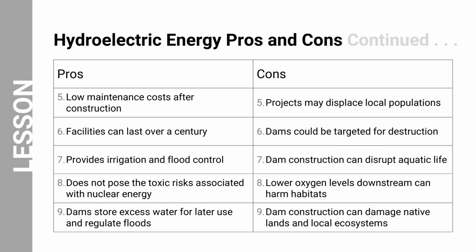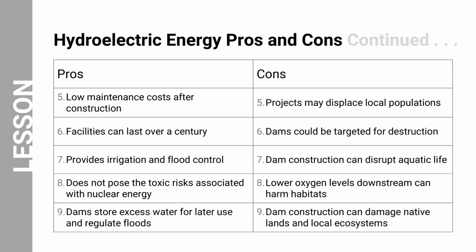5. The pro is that in hydroelectric energy there are low maintenance costs after construction. The con is that projects may displace local populations, causing hardship. 6. The pro is that facilities can last over a century with minimal upkeep. The con is that dams could be targeted for destruction, requiring costly security measures.